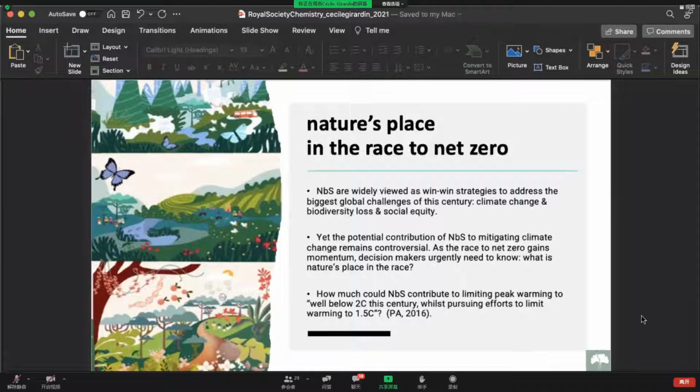To address this, we've been looking at how much nature-based solutions could contribute to limiting peak warming to well below 2 degrees C this century, whilst pursuing efforts to limit warming to 1.5 degrees C. And that's in a context that's relevant to the Paris Agreement.